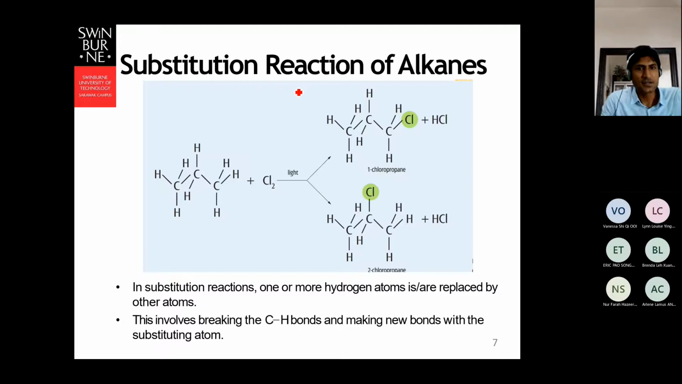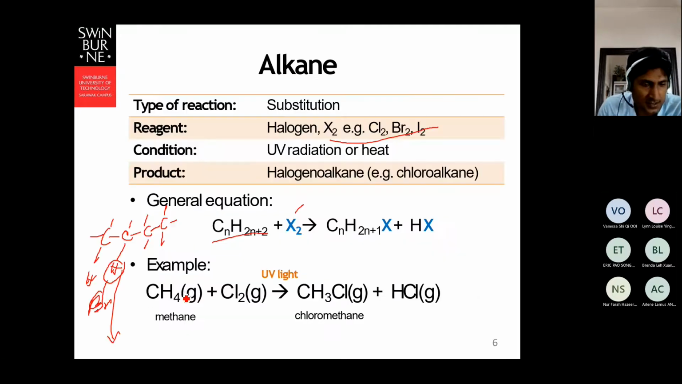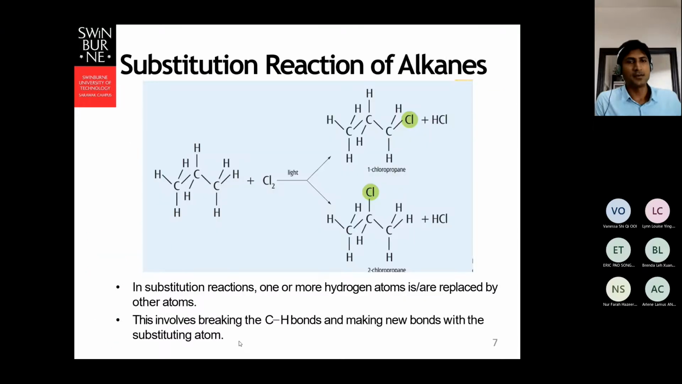Okay, so this is the substitution reaction of alkanes. This is not a combustion reaction, and this is not an addition reaction. This is a substitution. The halogen is substituting the hydrogen atom in the molecule. So the substitution reaction occurs in this way, in the presence of light. This is methane, ethane, propane.